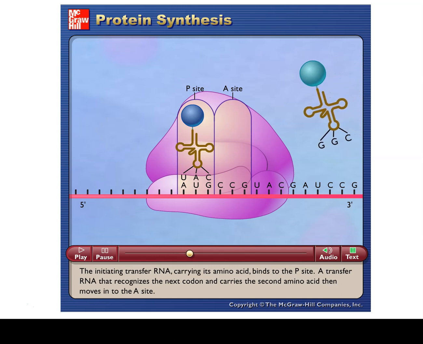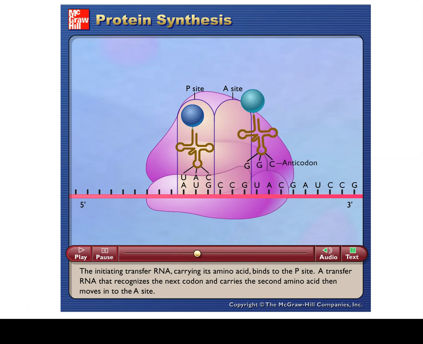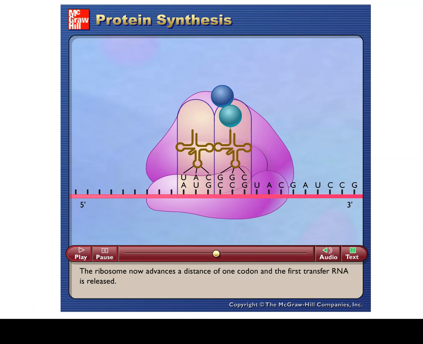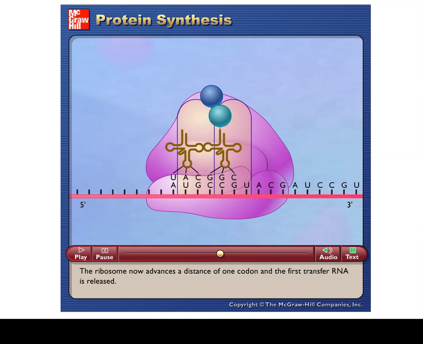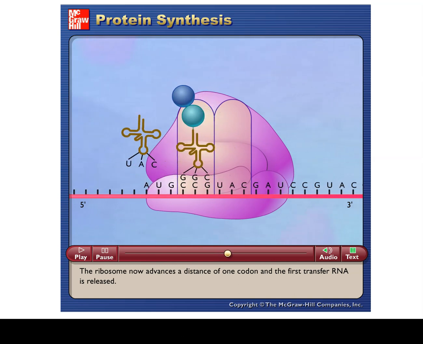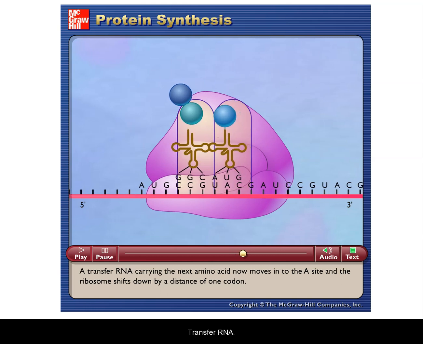A transfer RNA that recognizes the next codon and carries the second amino acid then moves into the A site. The amino acid carried by the transfer RNA in the P site is then joined to the amino acid carried by the transfer RNA that just entered the A site. The ribosome now advances a distance of one codon, and the first transfer RNA is released. A transfer RNA carrying the next amino acid now moves into the A site, and the ribosome shifts down by a distance of one codon.